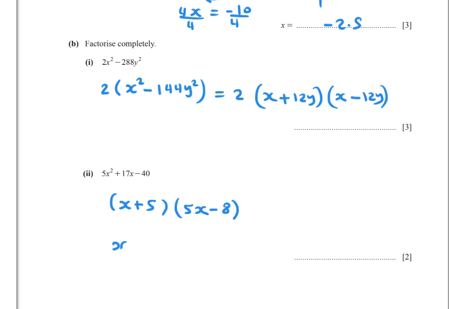Now you don't need that, so this is the two brackets. And also you can check your answer. X times 5x squared, negative 8 times 5, negative 40, and 25x minus 8x is positive 17x.